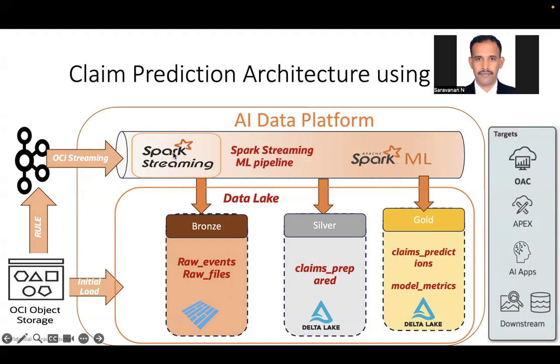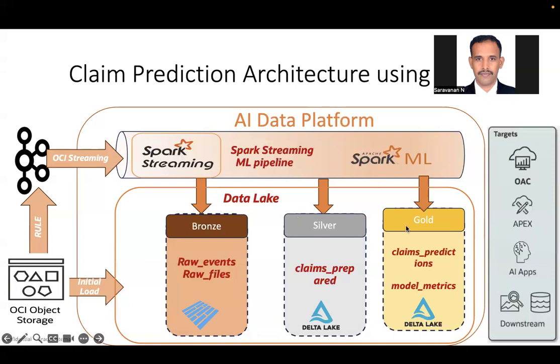And Spark streaming will continuously watch the messages from here and read them. Once it's read the messages, it will load them into the bronze layer, and it will also do the enrichment needed for the machine learning, and the data cleaning activity. If there is a null value, it will fill it with some average or min value. It will do all the operations, and then write the data into the prepared data table.